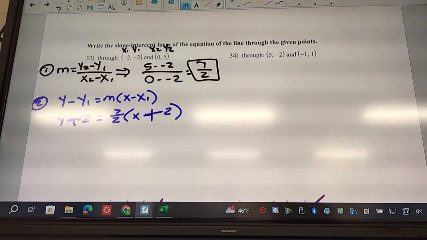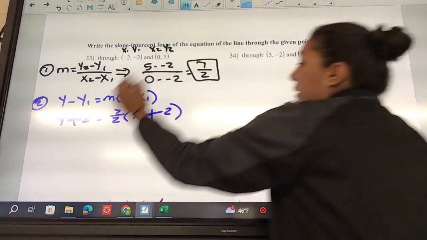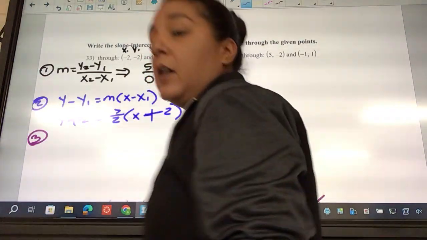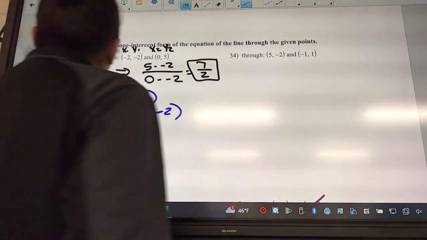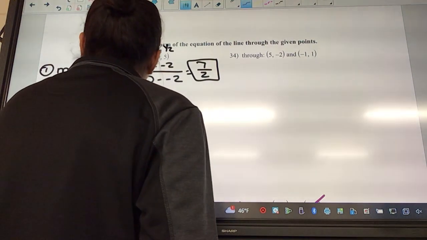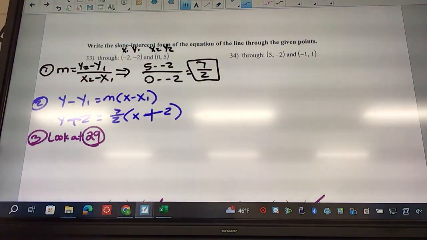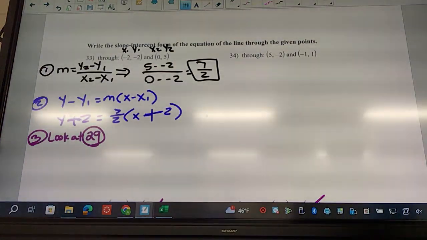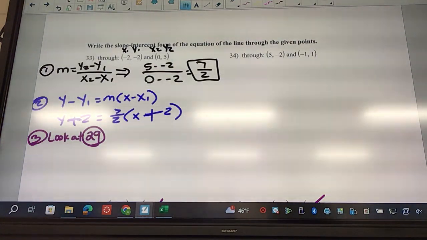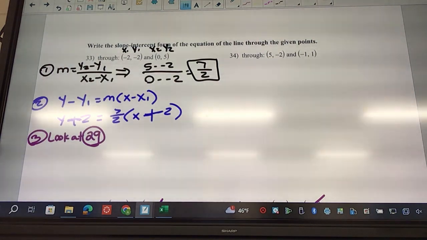Okay, we got one more step. My step 3, write yourself a note to see the instructions on number 29. So look at number 29. It'll tell you the instructions. I don't want to rewrite them. But our first step is going to be to do what? Anybody know? What's it say? Distribute. So our first step is going to be to distribute.